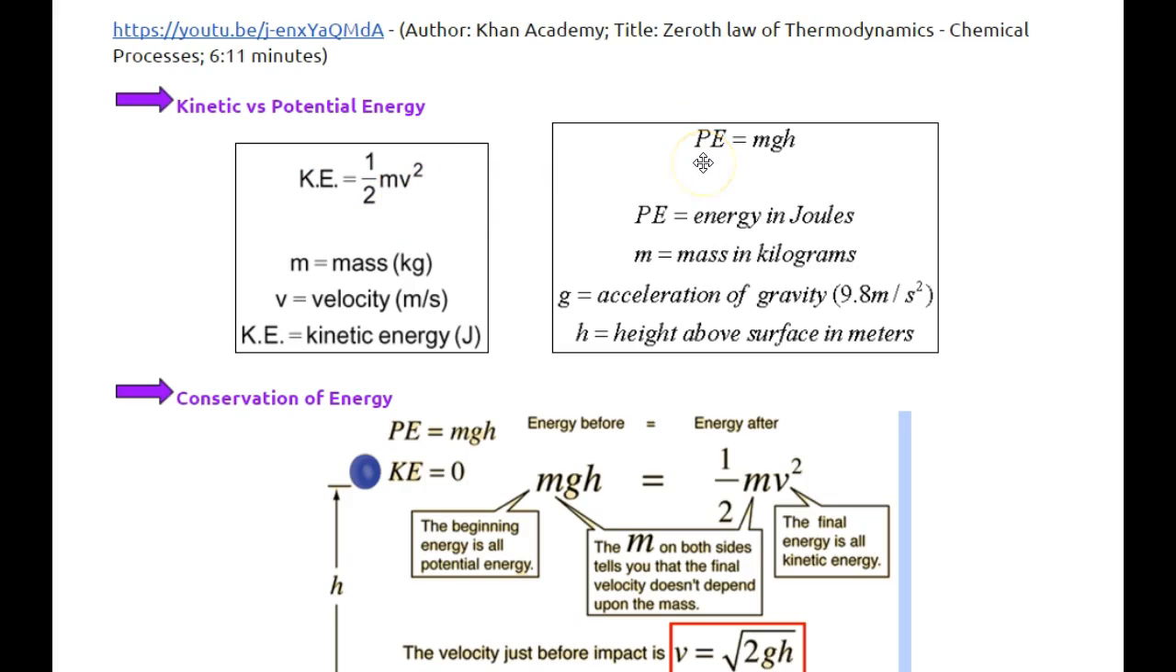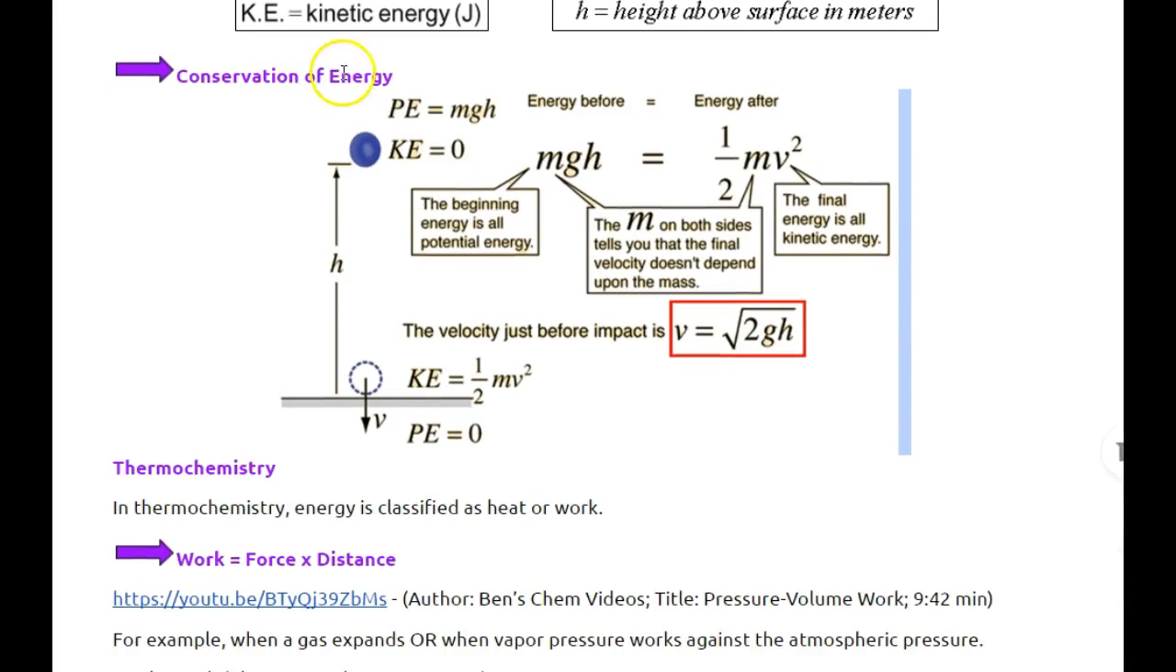The potential energy is the energy in an object that is stationary, and it would be equal to the mass times gravity times height. The law of conservation of energy states that energy cannot be created nor destroyed. So, however much energy there is before, there must be an equal amount of energy after.